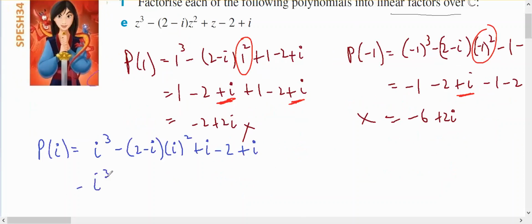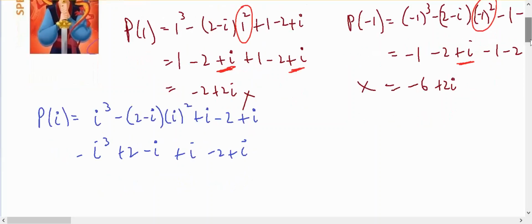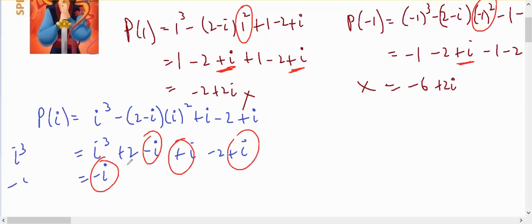So that gives me i cubed. i squared is negative 1. So negative 1 times negative 2 is plus 2. Negative 1 times negative i is negative i. Plus i minus 2 plus i. i cubed is negative 1 times i, so that's minus i. So I've got a minus i and a minus i and a plus i and a plus i, and a 2 and a negative 2, that equals 0.